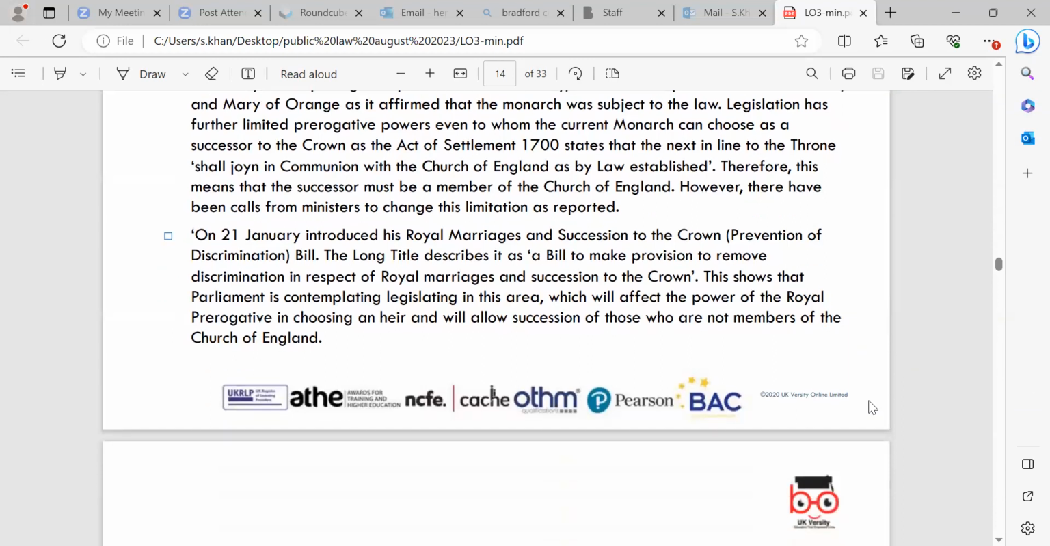On 21st of January, a member introduced His Royal Highness's Royal Marriages and Succession to the Crown (Prevention of Discrimination) Bill. The long title describes it as a bill to make provision to remove discrimination in respect of royal marriages and succession to the Crown. This shows that Parliament is contemplating legislating in this area, which will affect the powers of the royal prerogative in choosing an heir and will allow succession of those who are not members of the Church of England.